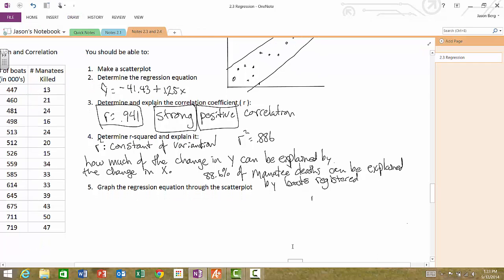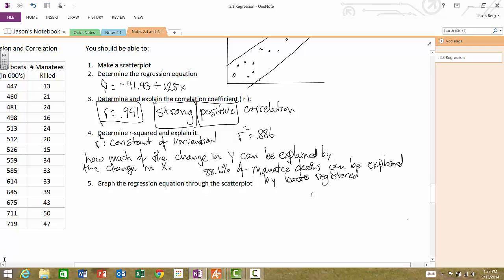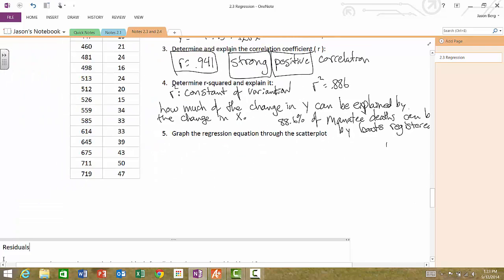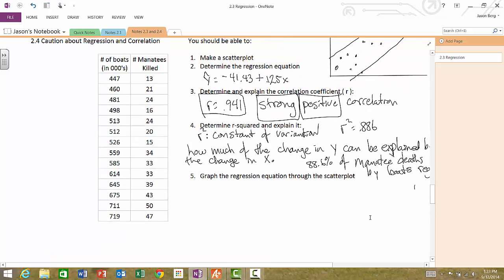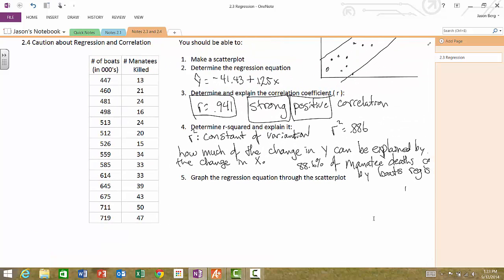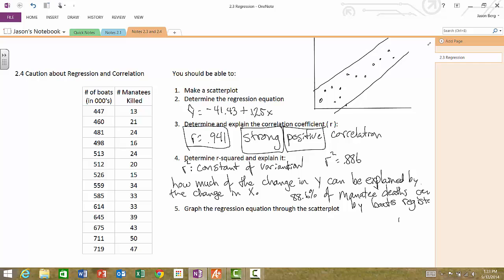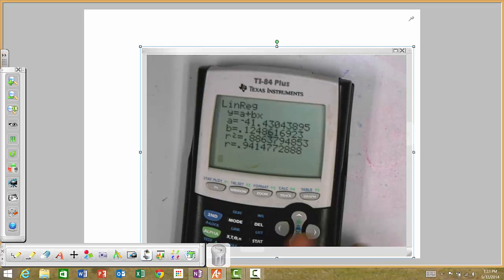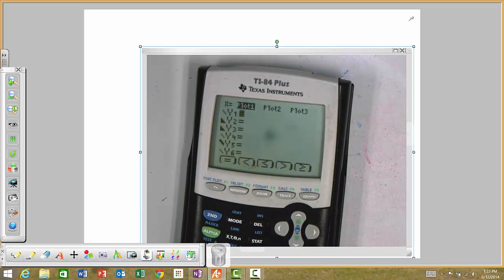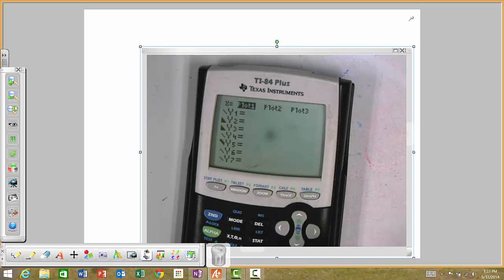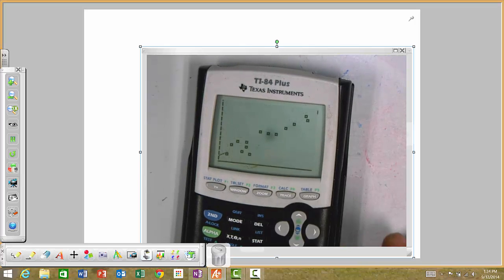Okay, so R squared, constant of variation: how much of the change in Y can be explained by the change in X? Now to graph the regression equation through the scatter plot, back to our calculator. Y equals negative 41.43 plus 0.125x. And now when I graph, there's my line of best fit.